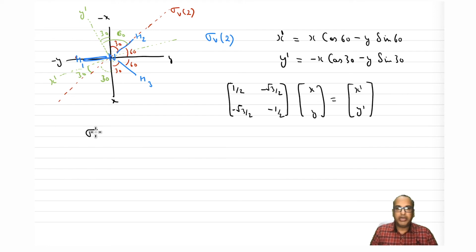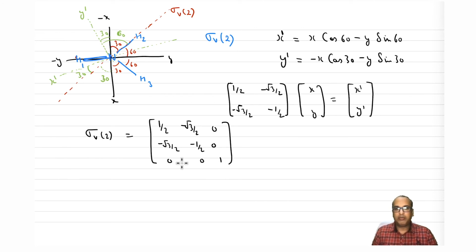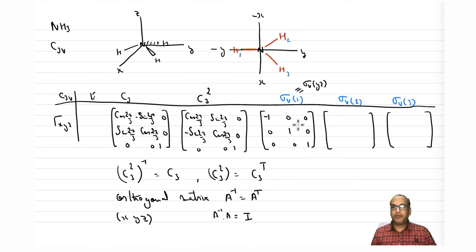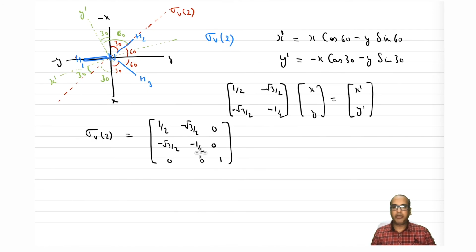So how do you write sigma v2? Complete sigma v2 can be written as 1 by 2, minus root 3 by 2, 0, minus root 3 by 2, minus half, 0, 0, 0, 1. So this last column and row are added to show that z does not change. We had already written sigma v1, and now we also have sigma v2.